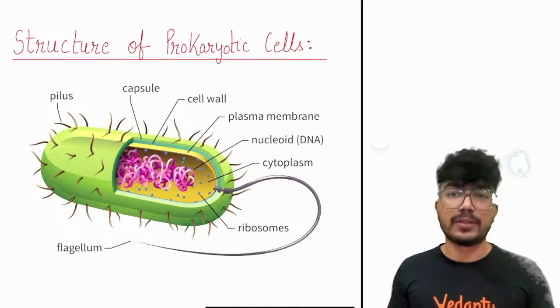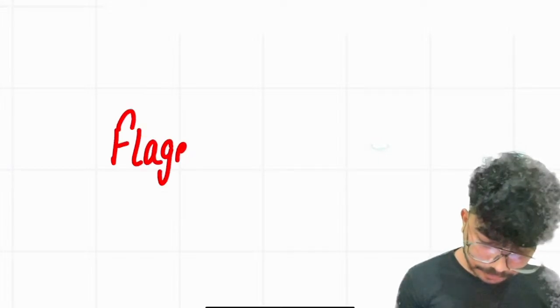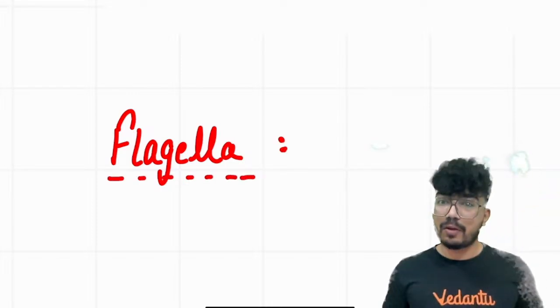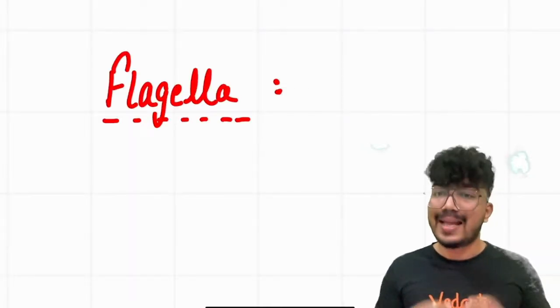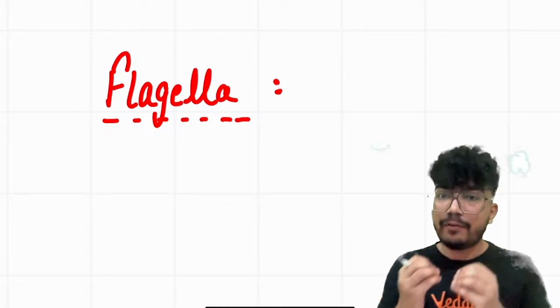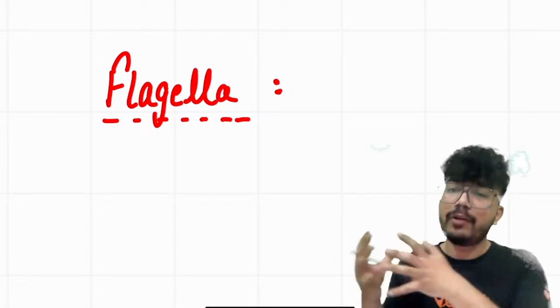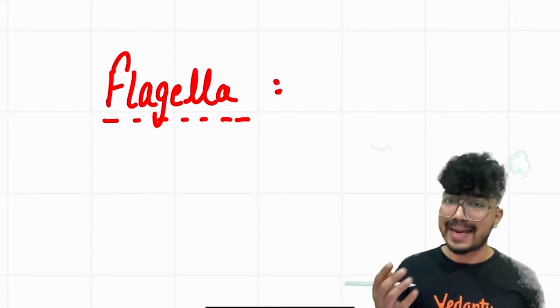So let's start with the very first structure, that is the flagella. Okay, so let me just write the heading: flagella. So flagella, well, the singular term will be flagellum. So flagella or flagellum is a whiptail-like structure that assists in the locomotion of the cell. The bacterial flagella performs rotation type movement that brings about the backward pushing of the water that results in the forward movement of the bacteria. So I'll just write the same thing. Well, it is a whiptail-like structure.